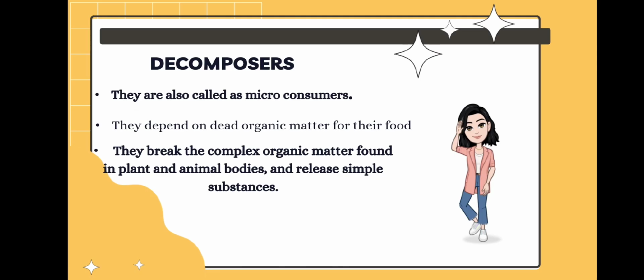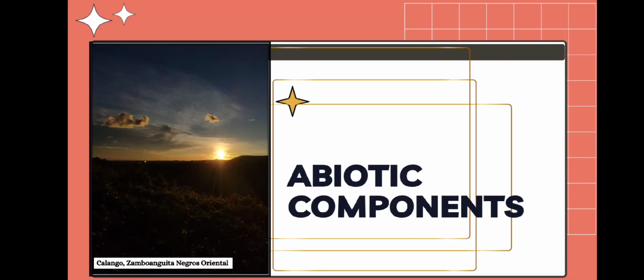And the last one would be decomposers. They are also called microconsumers. They depend on dead organic matter for their food. They are chiefly microorganisms like bacteria and fungi. They break the complex organic matter found in plant and animal bodies and release simple substances. These substances will be used by autotrophs once again. Some invertebrate animals like protozoa and earthworms use this dead organic matter for their food, so they are also called secondary decomposers.